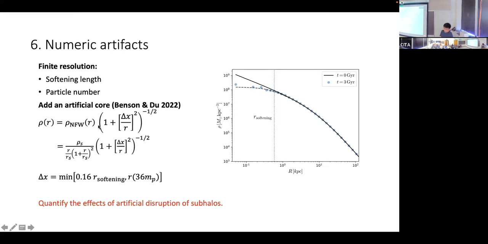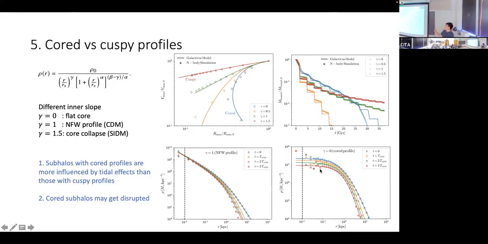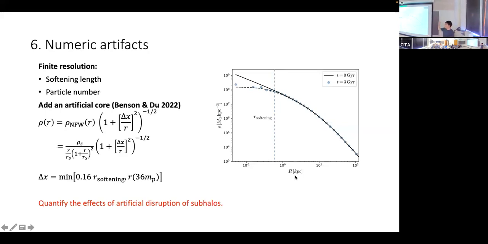So here we basically give a very simple model for this artificial effect. For example, if we initially have an NFW profile, we artificially add a core to this profile. Then we evolve this core profile in our semi-analytic model. Then, as I mentioned here, for a core profile we can actually have physical disruptions. So that means that if we have this artificial core in the center of the NFW profile, this halo may get disrupted. So that mimics the artificial disruption that we see in the numerical simulations.